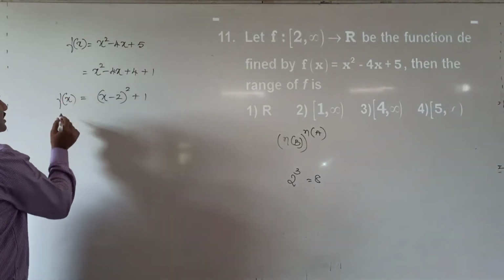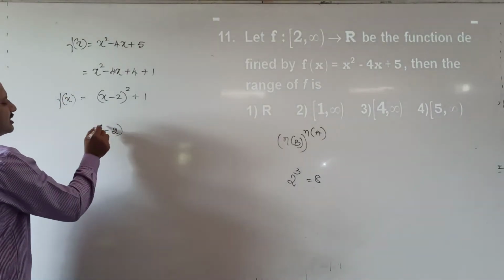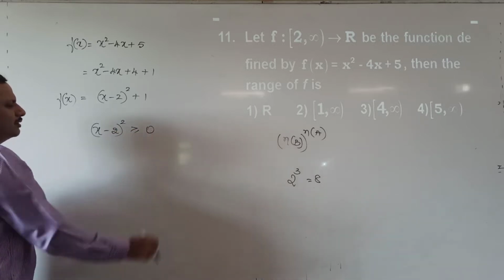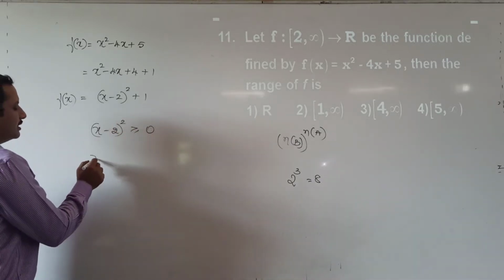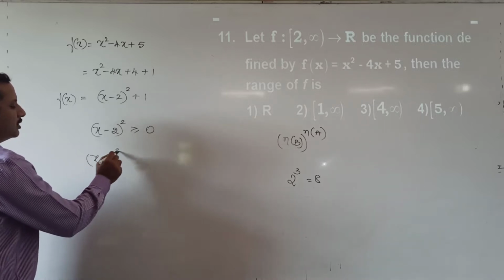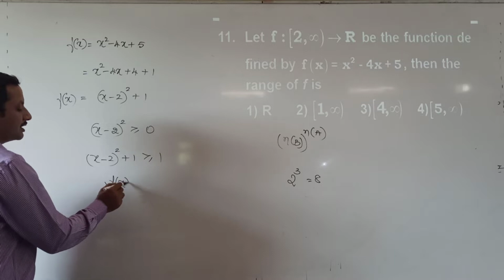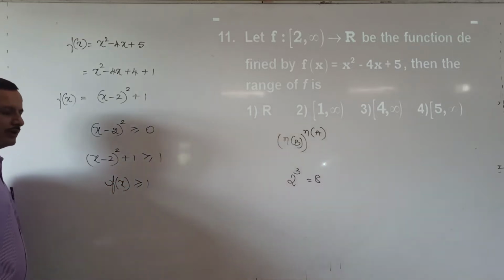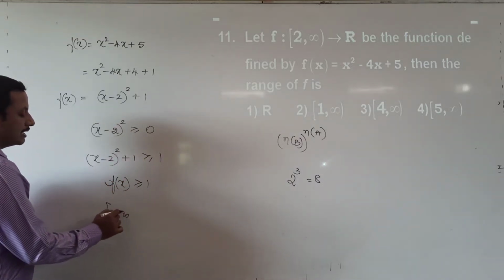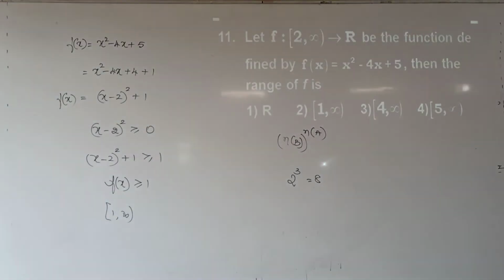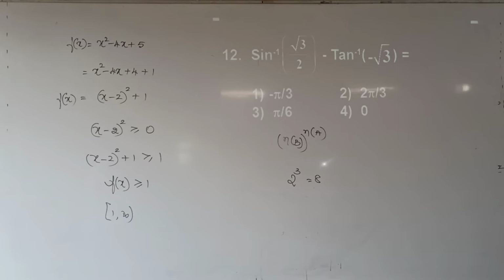This is our f(x), right? So (x minus 2) whole square is always greater than or equal to 0, right? Add 1 to this inequality, we get (x minus 2) whole square plus 1 is greater than or equal to 1. So f(x) is always greater than or equal to 1, and obviously less than infinity. So the range is [1, infinity), second option.